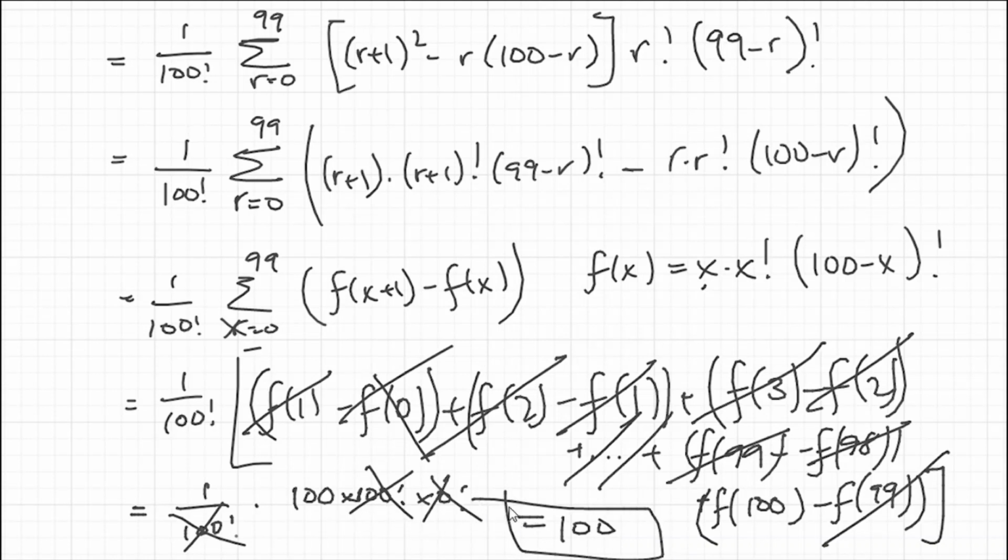So from the crazy summation we started with at the start, with a quadratic in the numerator and some binomial stuff in the denominator, we can actually simplify quite nicely using the method of differences, and we get the answer is 100.